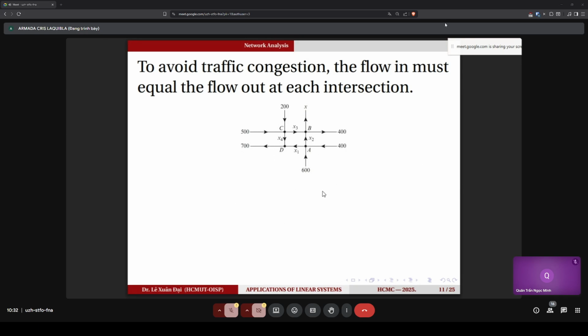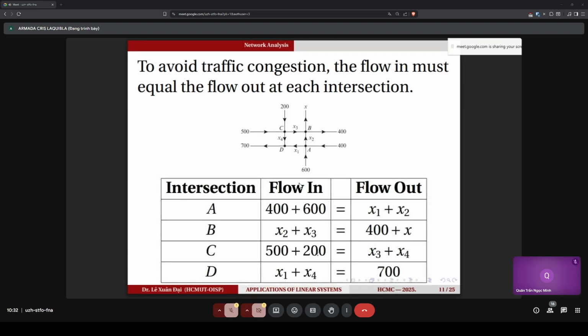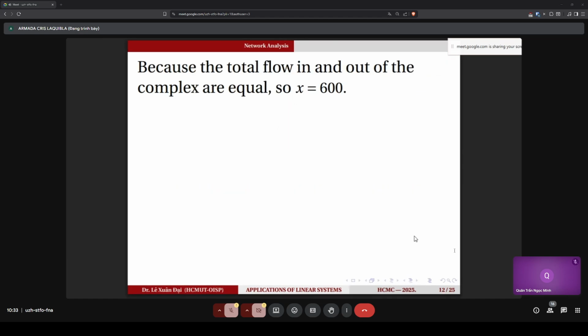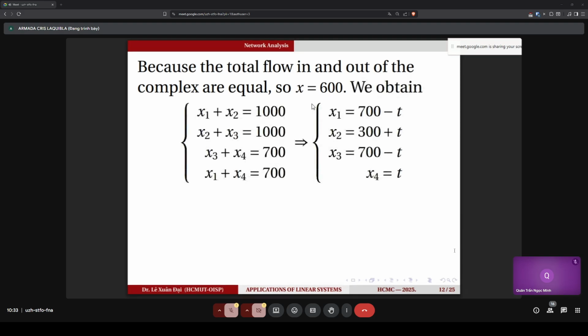Then we solve them. So before we solve them, you have to create the table again. So flow in at point A, look at point A. Flow in is 400 and 600. Flow out there is the x1 and x2. So at point B there, flow in is the x2 and x3. As you can see, the arrows are going to point B. And then flow out, so going out of the B is 400 and then the x. So class, your x there, you make it 600, okay? And it's here. Because the total flow in and out of the complex are equal, your x should be 600 there.